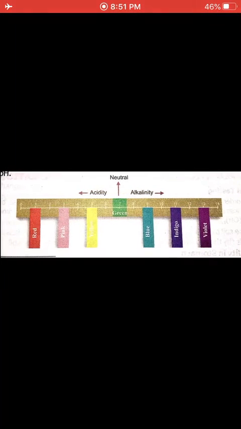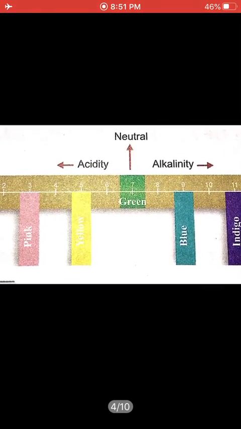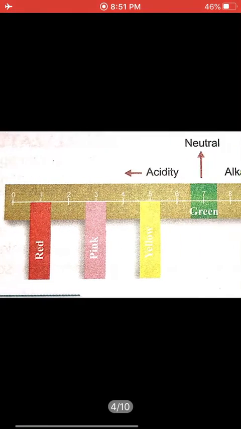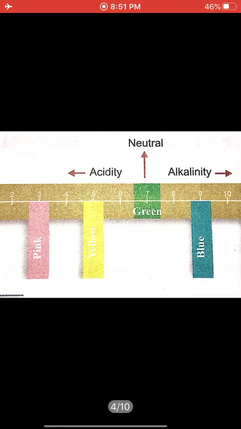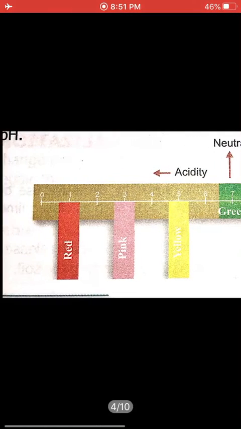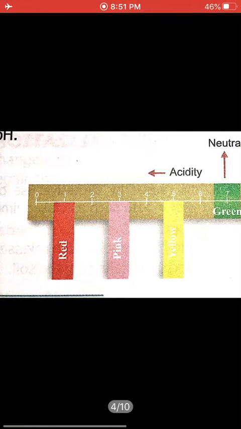Okay, so now we have the next slide. In this you can clearly see this is a ruler, 0 to 7. 7 is green, meaning it is neither acid nor base. If we go towards 6, 5, 4, we are moving towards acid. If the color of the pH paper we use to check whether it is acid or base comes out red, that means too much acidic.